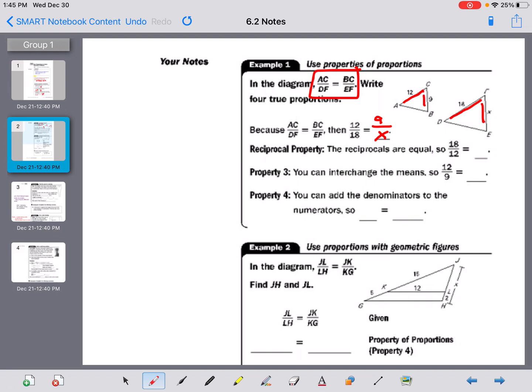And just so you can see this reference, if I multiply my extremes, I'm going to get 12 times X equals, when I multiply my means there, 18 times 9, okay? I'm not going to leave it like that, but I want you to see it.